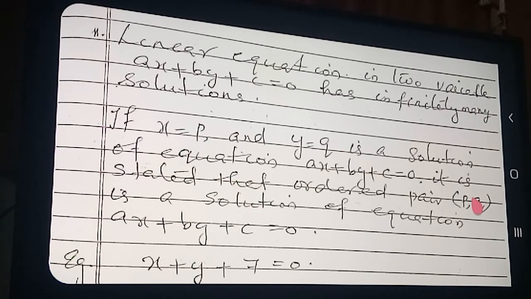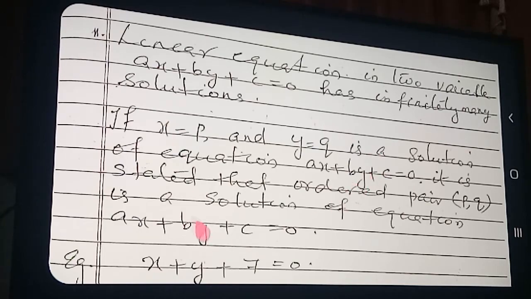Ordered pair (2, 3) is a solution. First you write the x value, then the y value. So the ordered pair (2, 3) is a solution. Clear? Once more, read the points. If x is equal to p and y is equal to q is a solution, then we write the ordered pair (p, q) is a solution of the equation ax + by + c = 0.